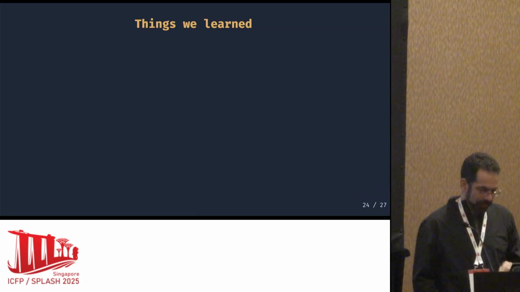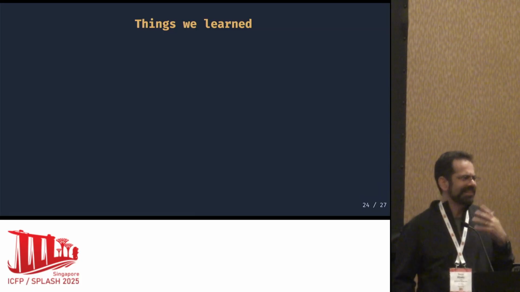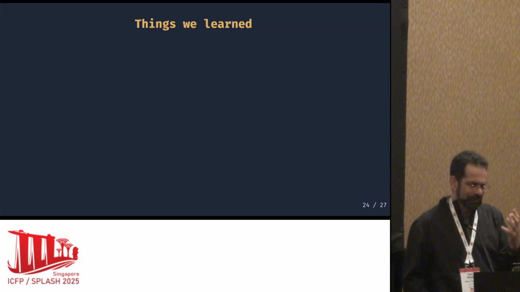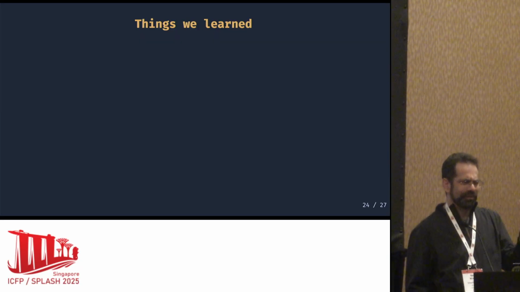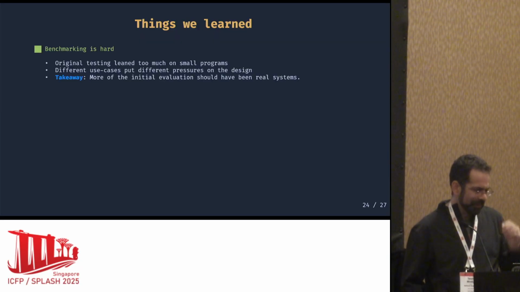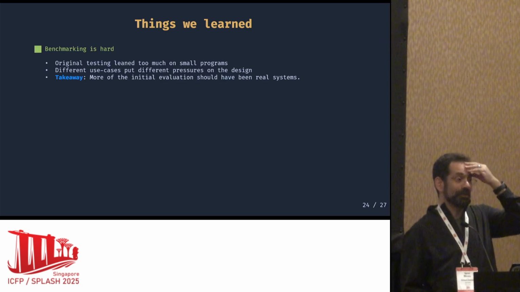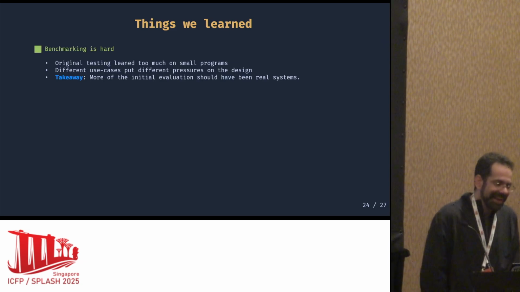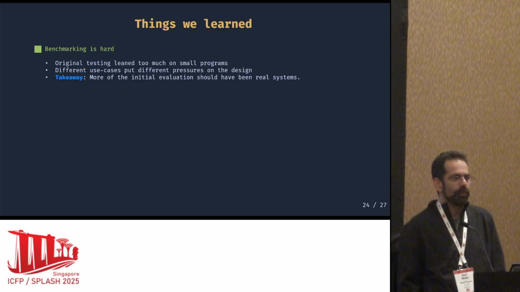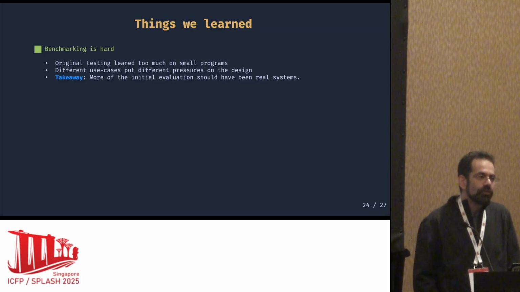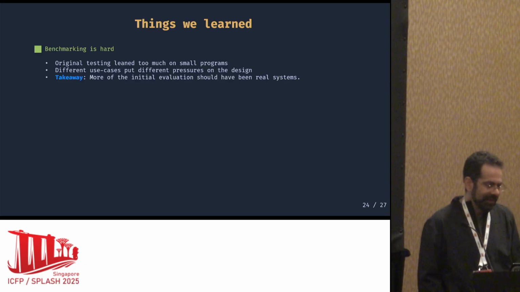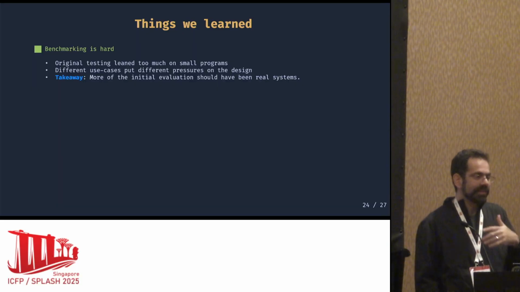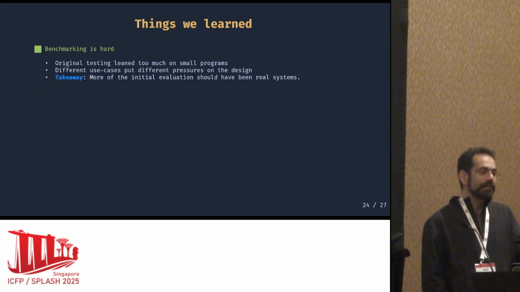Okay, so that's the end of the deep technical stuff that we were doing. What did we learn at a meta level from this whole process? One thing is benchmarking is super hard to get right. I think the original testing that went into the paper just leaned too much on small programs. It turns out different programs put different pressure on the design, and it really matters what things you measure.